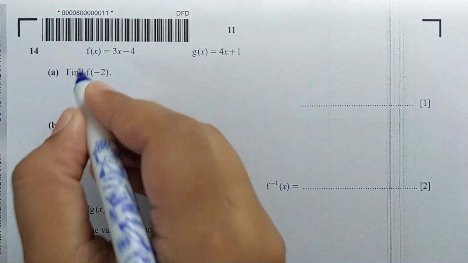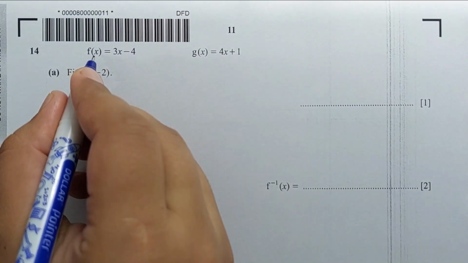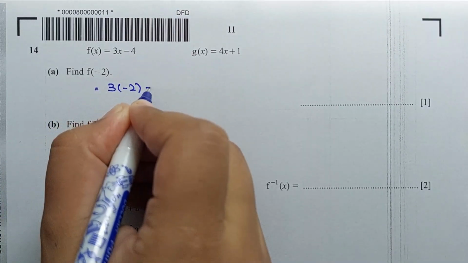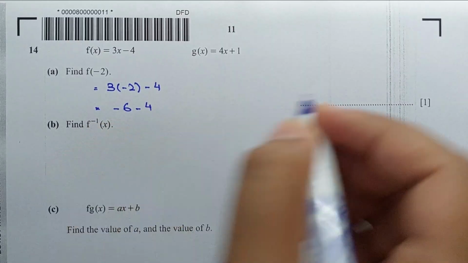Question number 14, f of x and g of x. Part A, find f of minus 2. Just substitute x with minus 2. So 3 into minus 2 minus 4. 3 times 2 is 6, so minus 6 and minus 4 is minus 10.